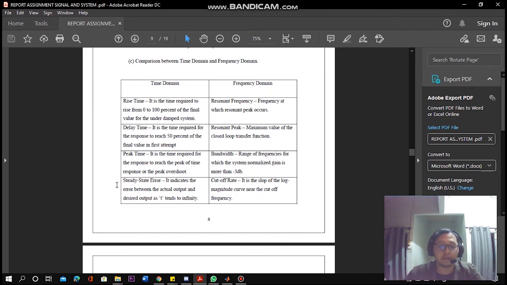And the fourth, steady state error. It indicates the error between the actual output and the desired output as t tends to infinity.